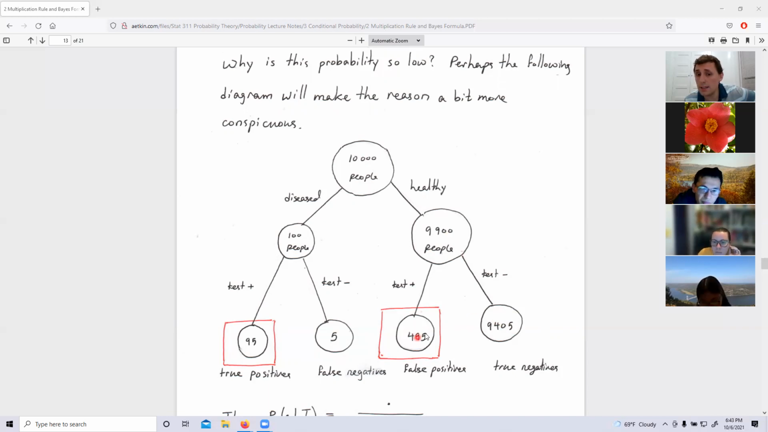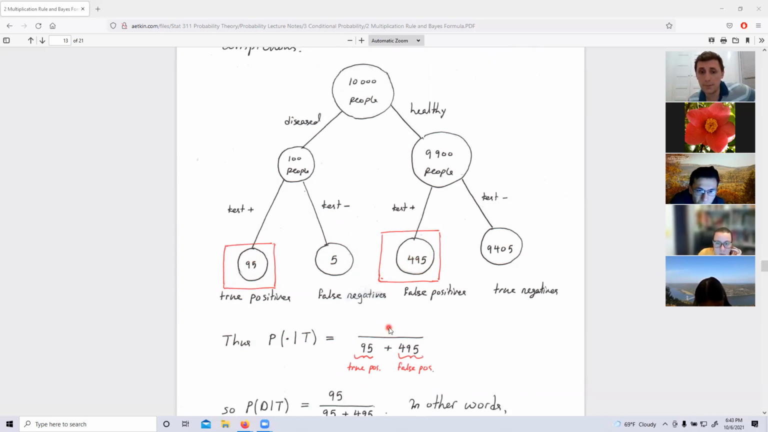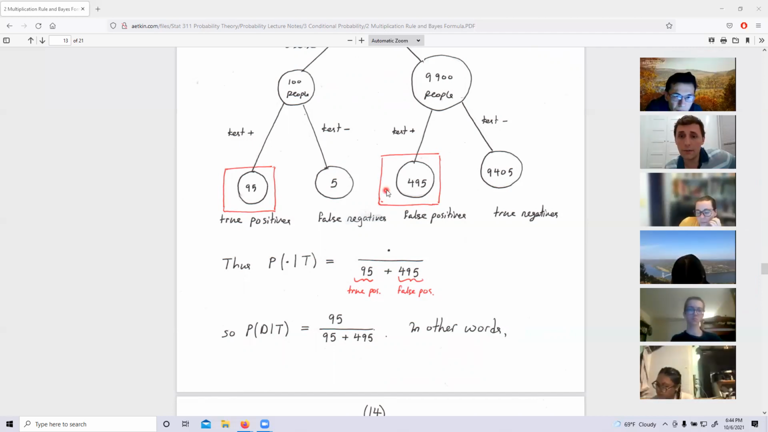So you see, we have this number is fairly large, so it's 95 divided by the sum of 95 and 495. So basically, given that the test is positive, you are either among the 95 true diseased people or among the 495 false positives. So it's this number divided by true positive plus false positive, which is this, you see? And because this number is very large, the ratio is actually still in favor of you not having the disease.